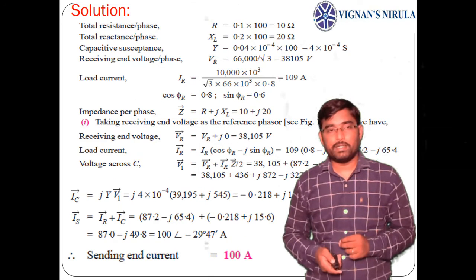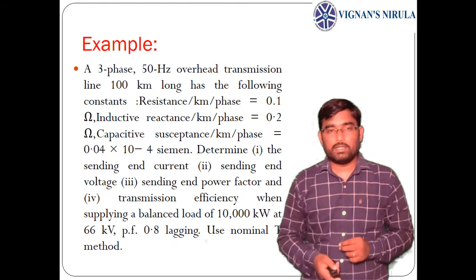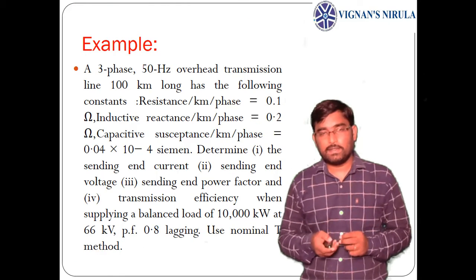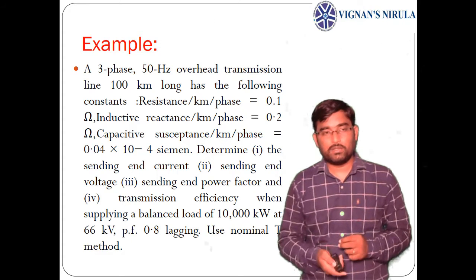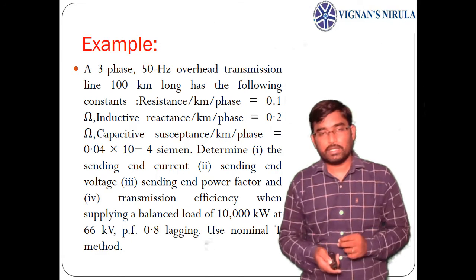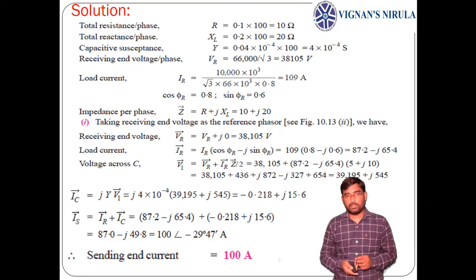Let us write the given data. Total resistance per phase: the resistance is 0.1 ohms per kilometer per phase, but the length of the line is 100 kilometers. In order to get the total resistance, we need to multiply that value with 100, which gives total resistance as 10 ohms. Similarly, total reactance will be 0.2 into 100 gives 20 ohms. Similarly, total susceptance will be Y equals 0.04 into 10 power minus 4 into 100, which gives 4 into 10 power minus 4 Siemens.